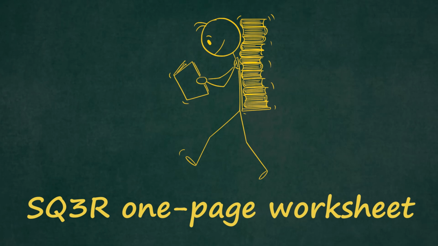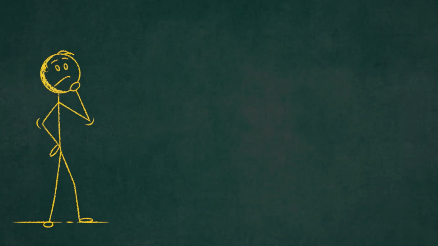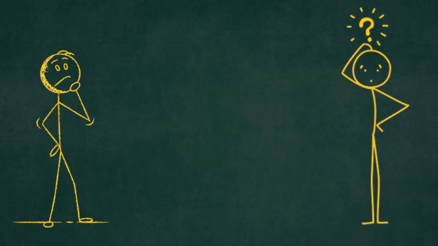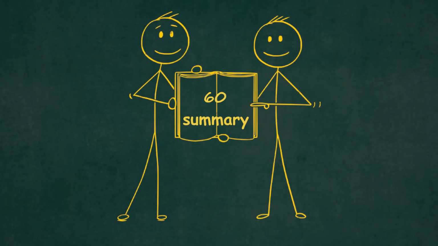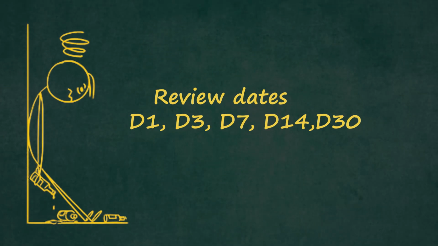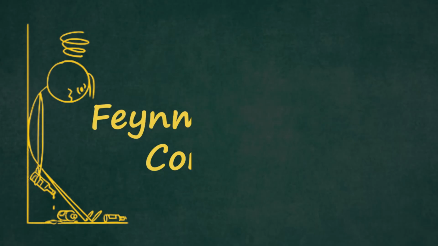Ready-to-use templates: SQ3R 1-page worksheet. Topic: big picture goal, 1 line. My questions, 5 to 8 bullets. Key answers, bullets, max 12 words each. 60-second summary, in my words. Review dates: D1, D3, D7, D14, D30.